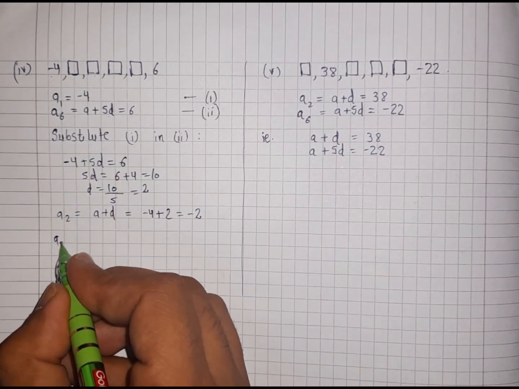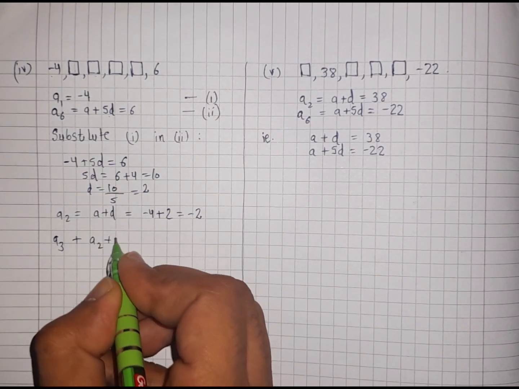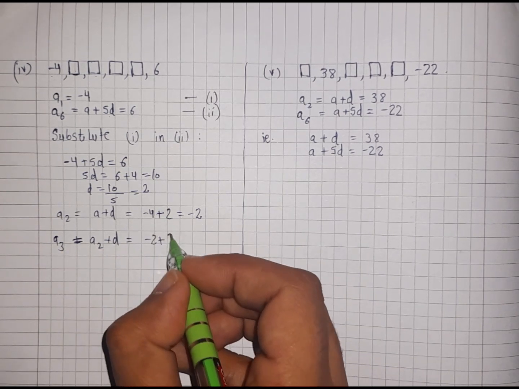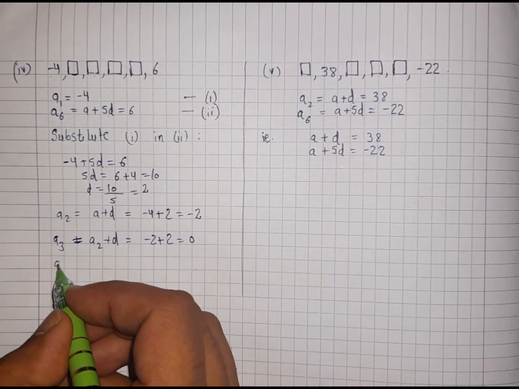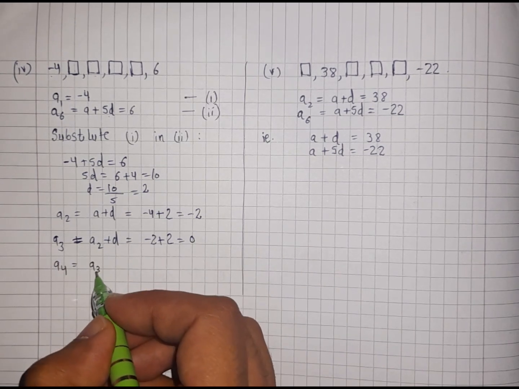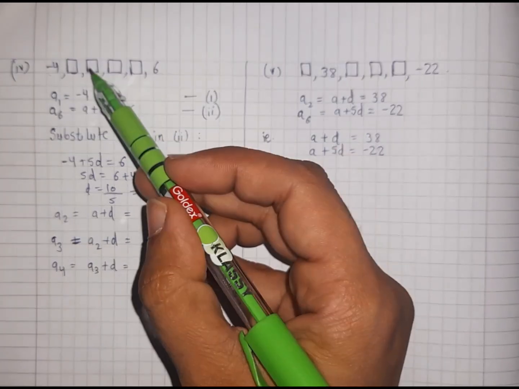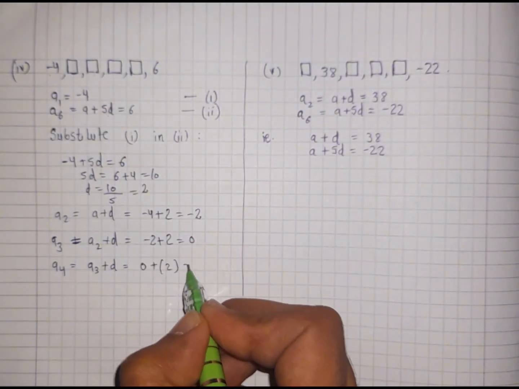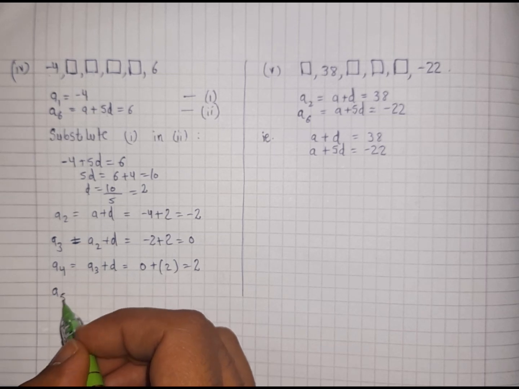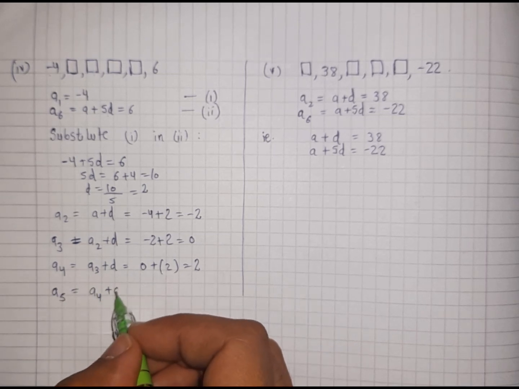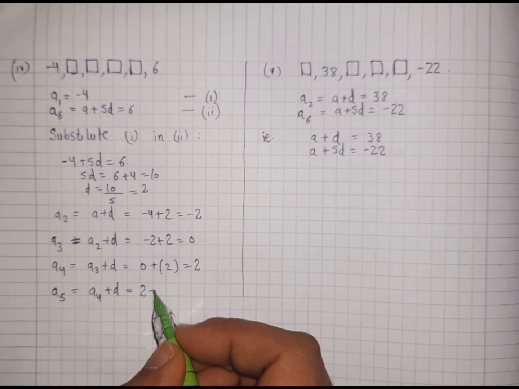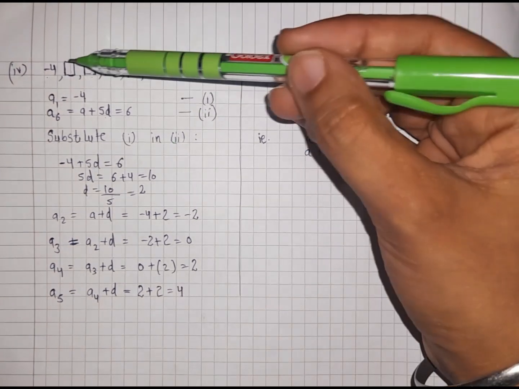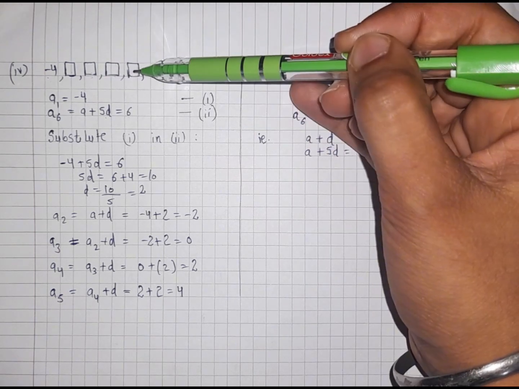Third term equals a2 plus d. a2 is minus 2 and difference is 2. So third term equals 0. Now fourth term equals third term plus difference. Fourth term is 2 and fifth term will be fourth term plus difference. Fourth term is 2 and difference is 2. So it will be 4. So the missing terms are minus 2, 0, 2 and 4.